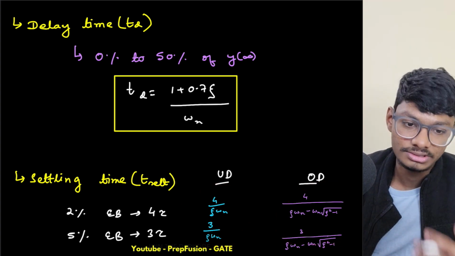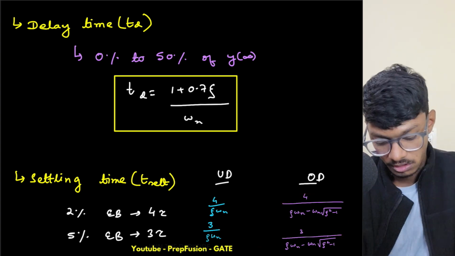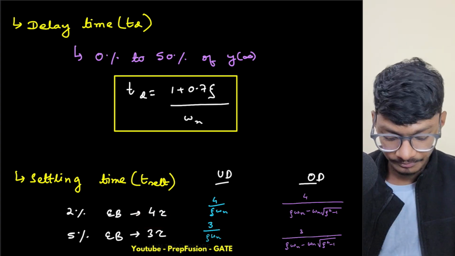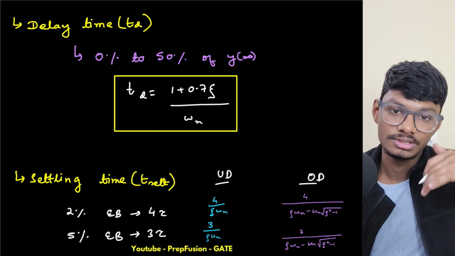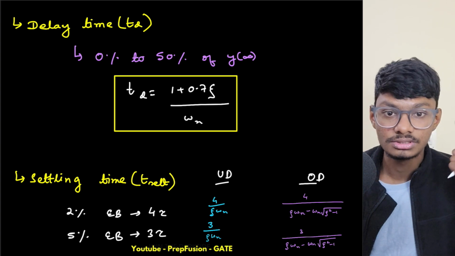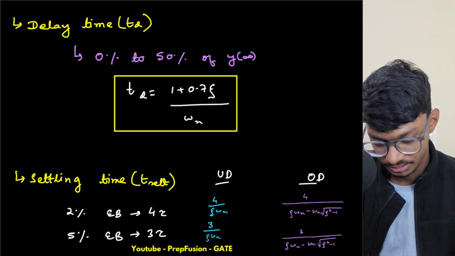Now for overdamped, you might say this is a very big formula. How do you remember this? No need to remember this. Now you know 4 tau, right? You know 4 tau for the 2% error band. That you need to remember. And for this, just remember that for overdamped, whichever pole is nearer to the origin, the inverse of that one is the time constant. So no need to remember this.